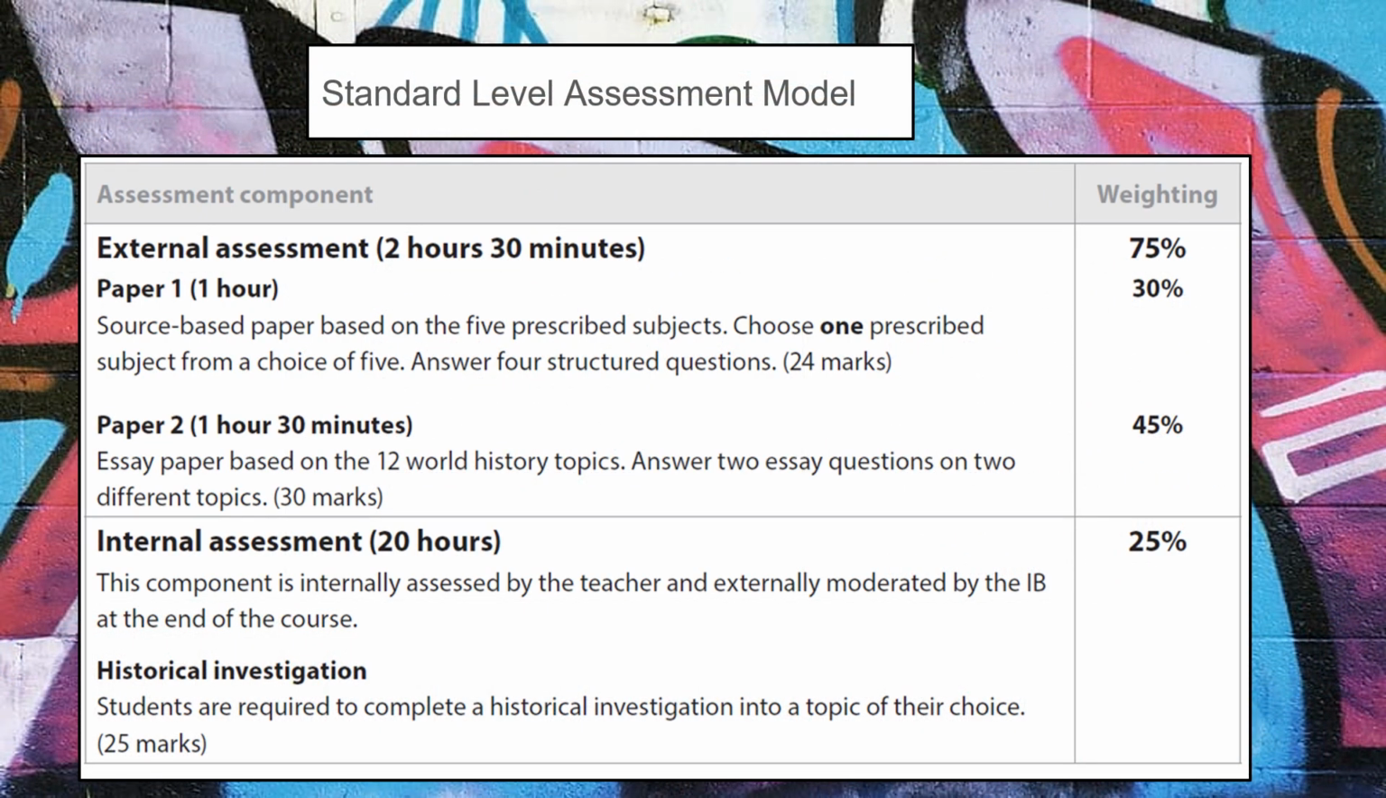Pause this, take a screenshot, whatever you need to do. This is exactly how, if you are a standard level student, you will be assessed in the different weighting of the grades. As you can see, your external assessments are 75% of your total grade. Your internal assessment is 25%. So your internal assessment needs to be on target. It needs to be tight if you're standard level, because you don't have as many points. Within HL, you can do a little worse, but for standard level, you have to be on target.